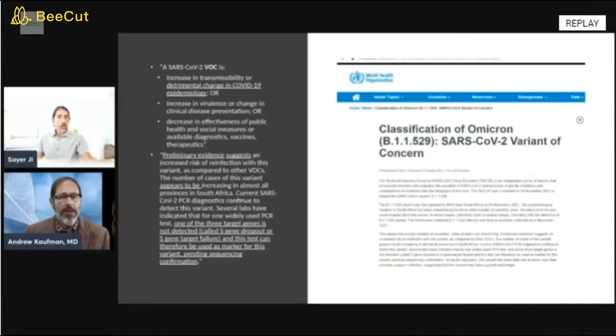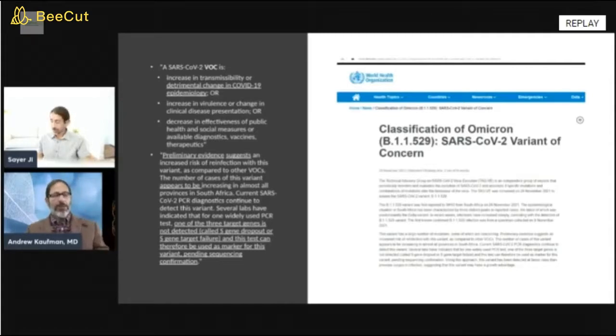They say the number of cases of this variant, quote, appears to be increasing in almost all provinces in South Africa. But, of course, they continue that there are no tests for it. But what they say is current SARS-CoV-2 PCR diagnostics continue to detect this variant. Wow. Let me continue, and I'll explain what this means. Several labs have indicated that for one widely used PCR test, one of the 3 target genes is not detected, and this test can therefore be used as a marker for this variant.